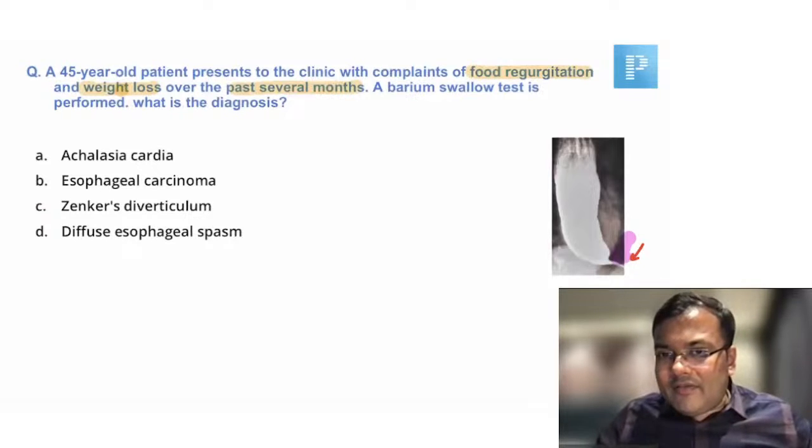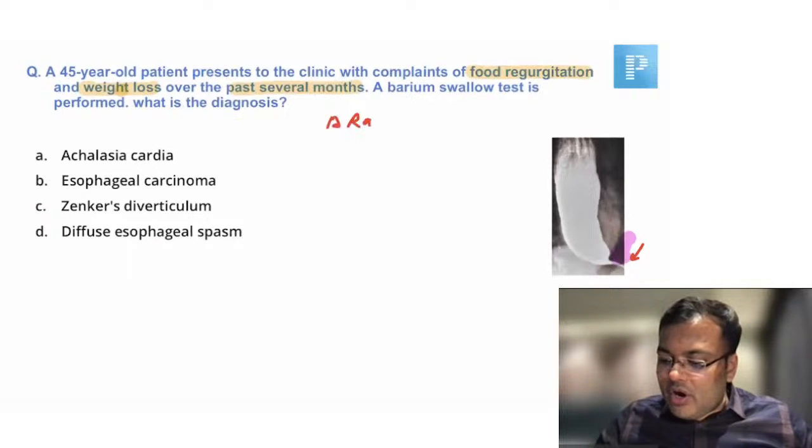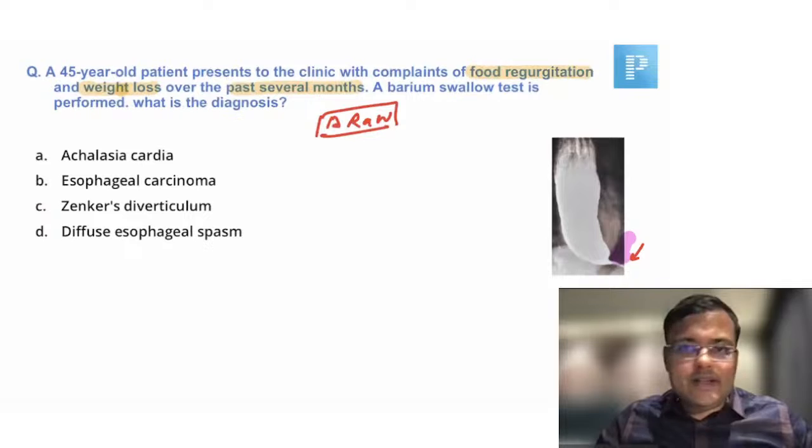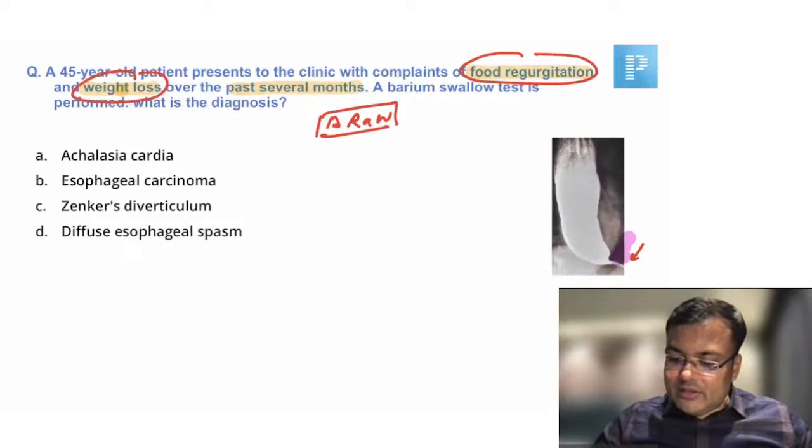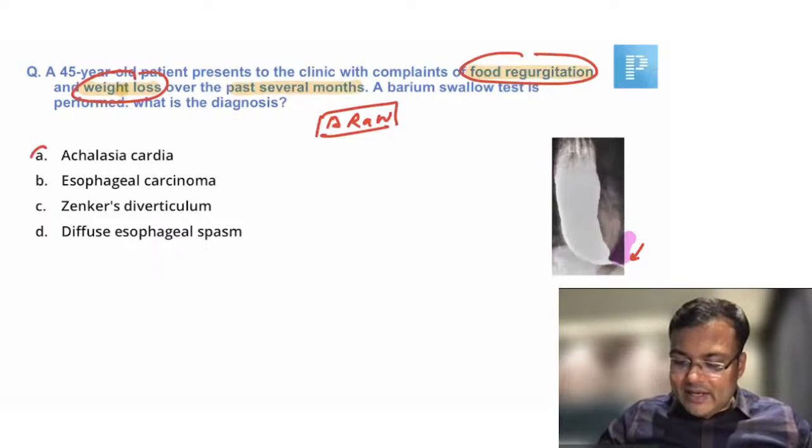What is the triad of achalasia cardia? It is DRA. How to remember? DRA: dysphagia, regurgitation, and weight loss. Here you can see there is regurgitation, there is weight loss. So it's a classical case of achalasia cardia.